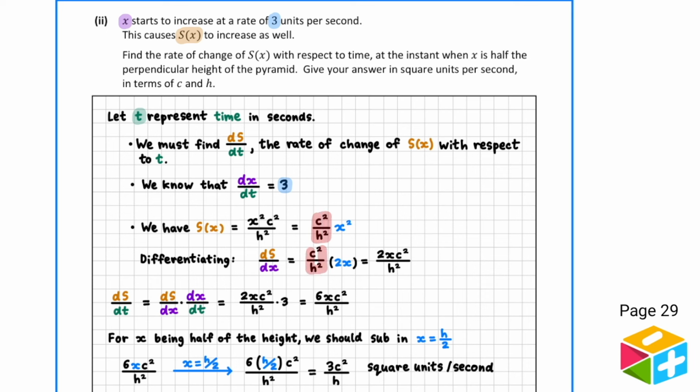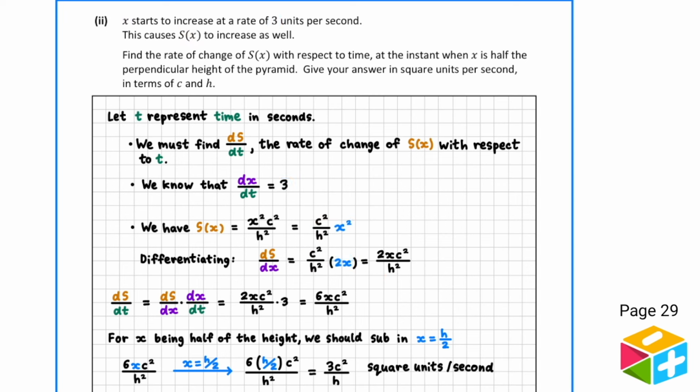When we differentiate, this will simply remain on the side. To differentiate the x squared, we multiply down by the power, then reduce the power by 1. This gives us 2x. Combining this into a single fraction gives us 2xc squared over h squared.